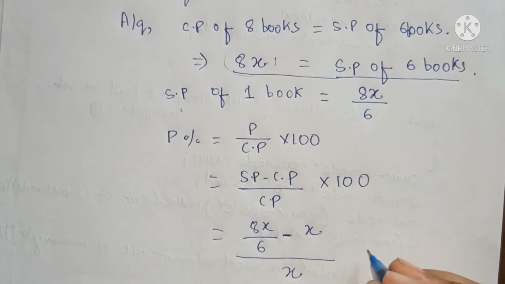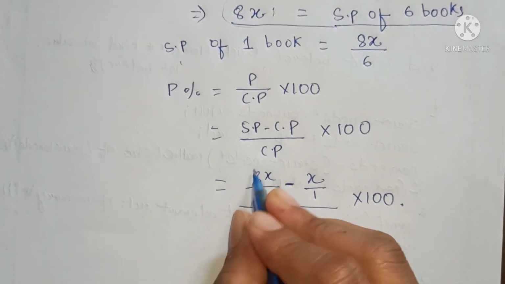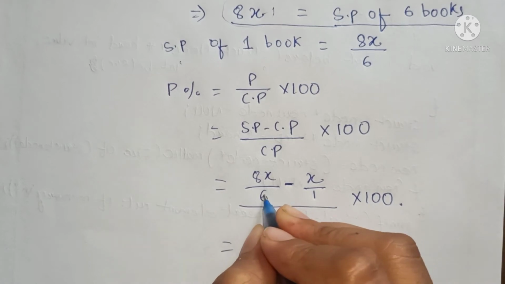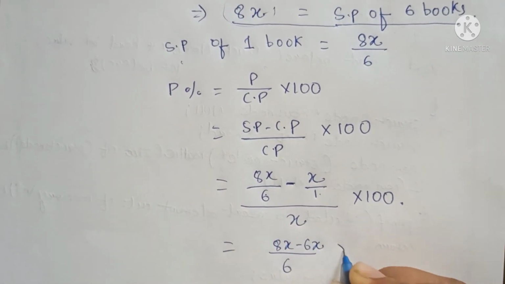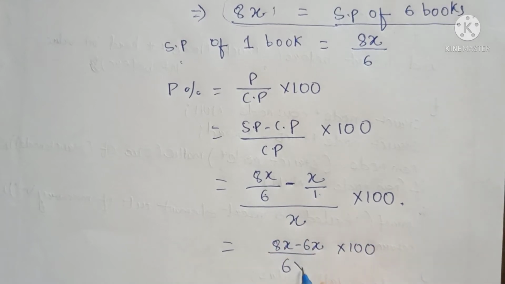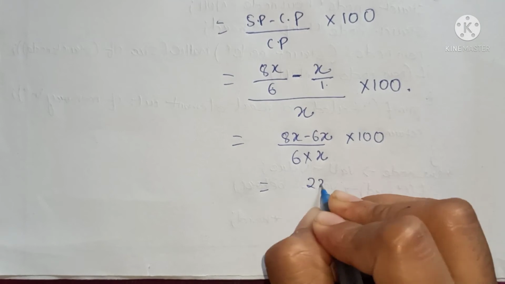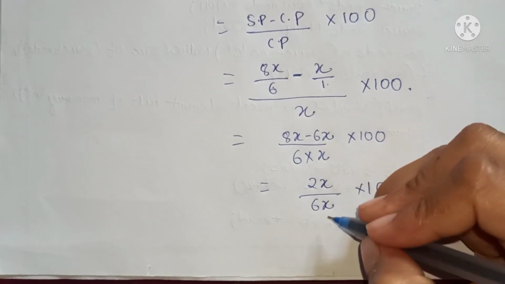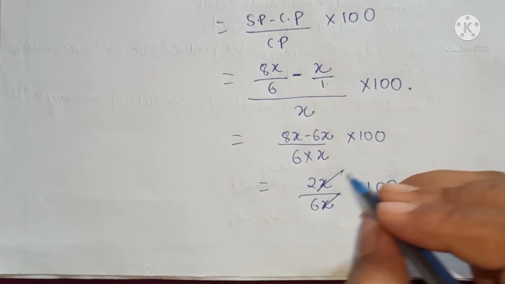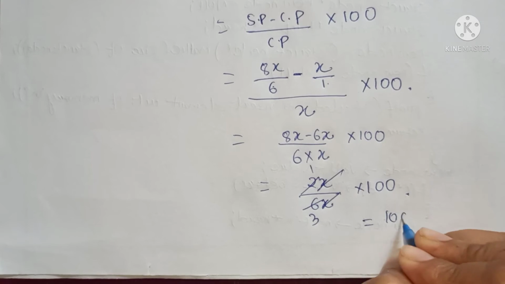X into 100. Now let us take out the LCM. First we will solve this one. 6 and 1, that will be 6. 8x minus 6x into 100. This x will get multiplied here. Okay. So 8x minus 6x is 2x by 6x into 100. Now the same x got cancelled. 2 ones are 2, 2 threes are 6. So we get 100 by 3.